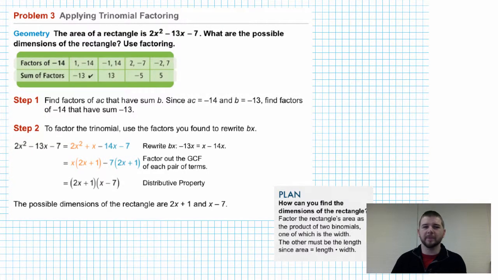Example problem 3, applying trinomial factoring. So now we have the skill of factoring trinomials with leading coefficients that are not 1, and we're going to apply it to a real type scenario. The area of a rectangle is 2x squared minus 13x minus 7. What are the possible dimensions of the rectangle? Use factoring. So once again, recall we know that the two different side lengths of a rectangle, often called its length and its width, or its height and length, when multiplied, have a product of our area. So we're just looking to factor this trinomial.